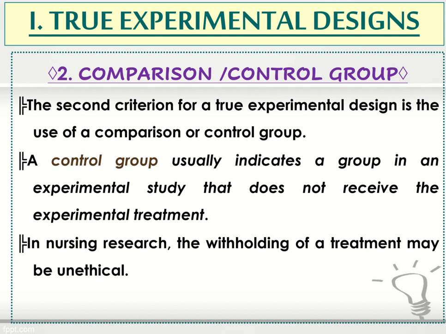So again, experimental group, sila yung grupo na nakaka-receive ng experimental treatment or intervention. Yung control group naman, sila yung hindi nakaka-receive or oftentimes, ang nare-receive nila ay yung standard or yung usual treatment. Again, yung control group, hindi nila nare-receive yung experimental intervention or treatment. Ang nare-receive nila ay yung standard or yung usual treatment lang.